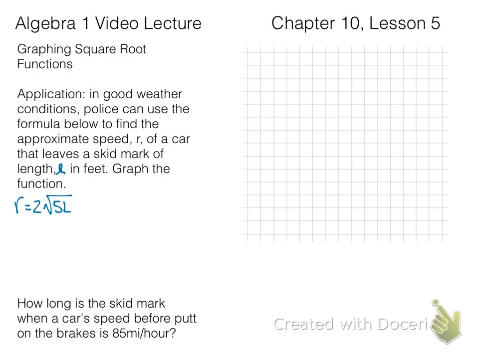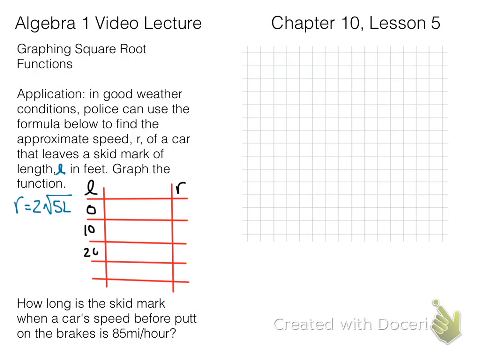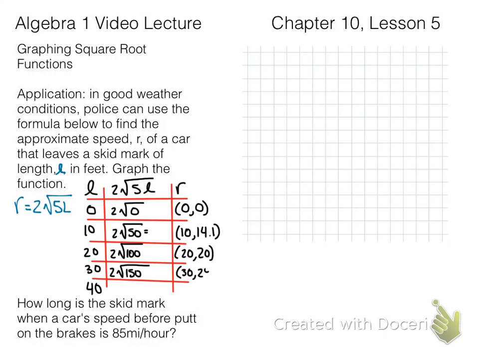So let's go ahead and figure out the domain, same way we were doing it before. Anything greater than or equal to 0. Obviously if a car isn't moving, it's not going to leave any skid marks. So the speed of the car was 0 if it left no skid marks. At 10 miles per hour though, it's going to leave a 14.1 foot skid mark.